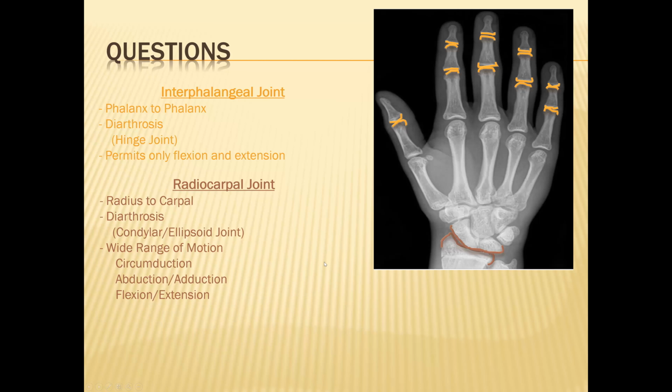We have one other joint that we can see at the wrist, and that is the distal radio-ulnar joint, and that is in blue. This is between the ulna and the radius. This is also a diarthrosis or a synovial joint. Specifically, this is a pivot joint, and it permits only rotation, and it allows the radius to rotate around the ulna, and this allows you to supinate and pronate your forearm.